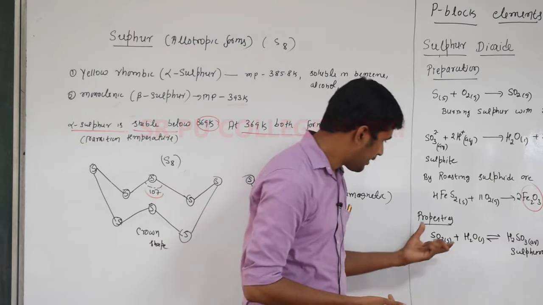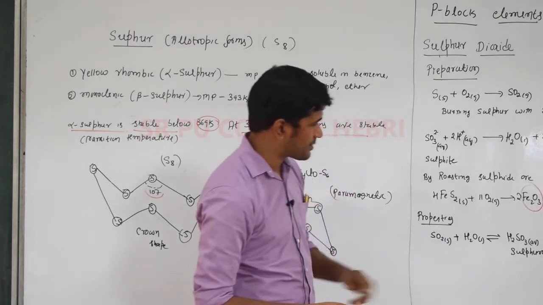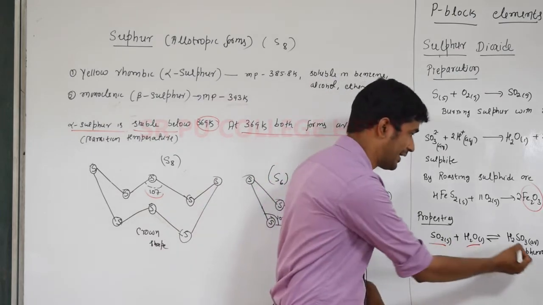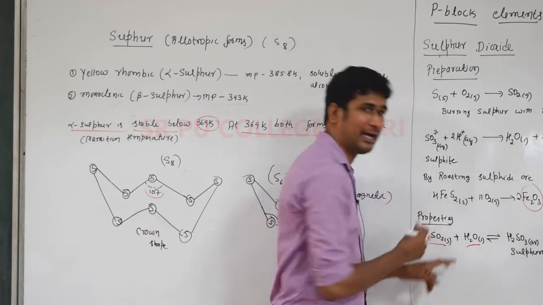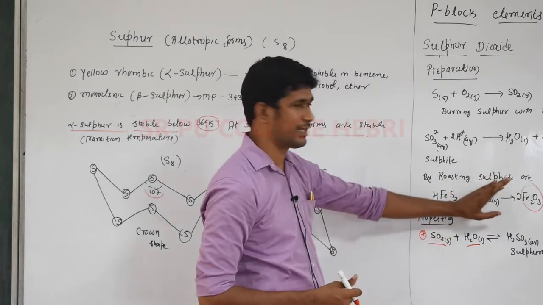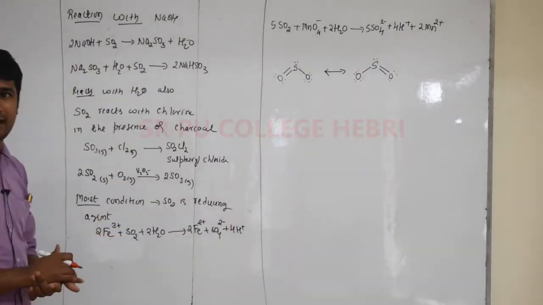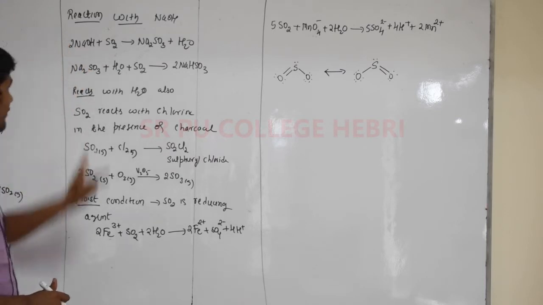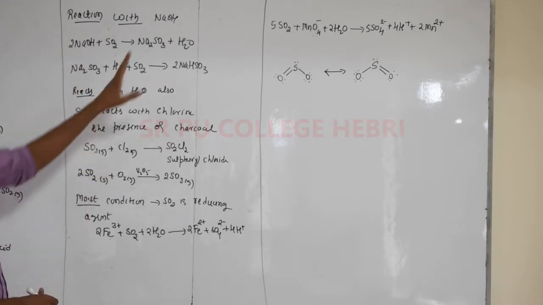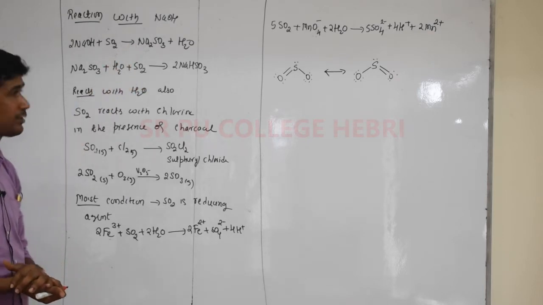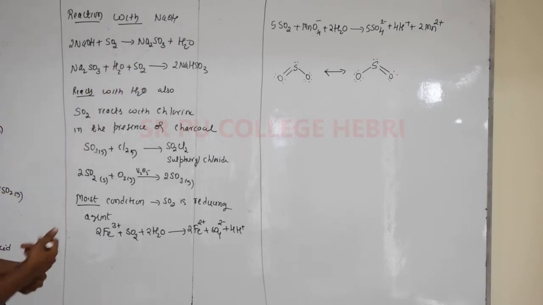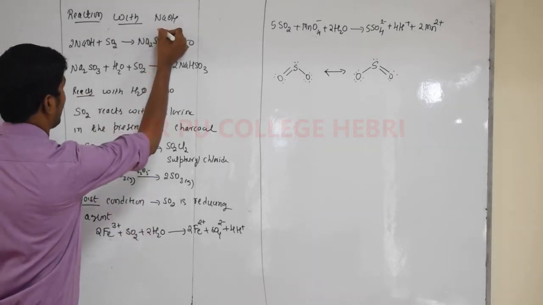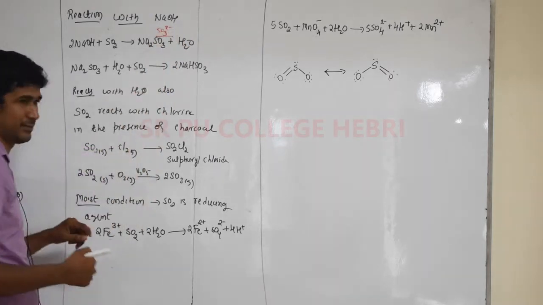Here SO2 reacts with water and forms sulfurous acid, and this reaction is very important. Remember it properly. The next reaction is with sodium hydroxide. These two reactions are also very important. Sulfur dioxide reacts with sodium hydroxide and forms Na2SO3. SO3 2 minus is called sulfite. I have already told you, SO3 2 minus is sulfite, so sodium sulfite is formed.